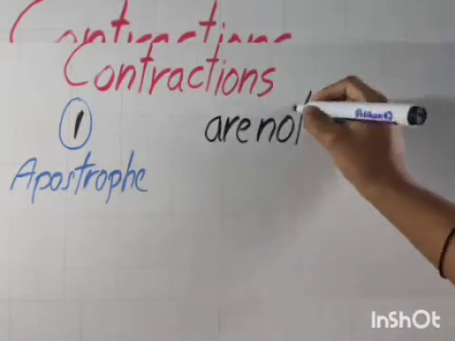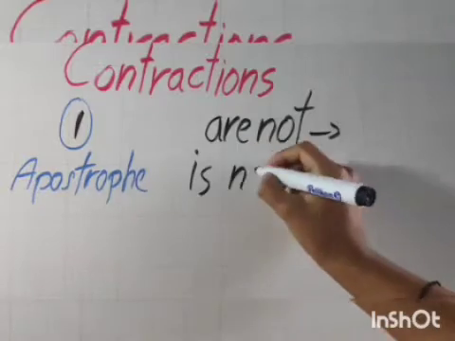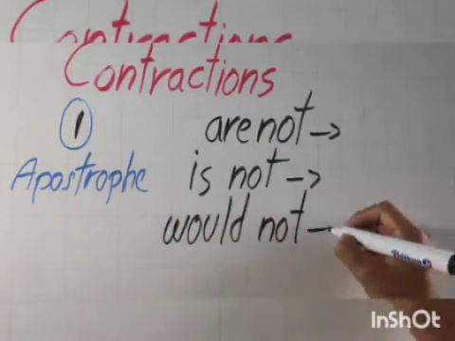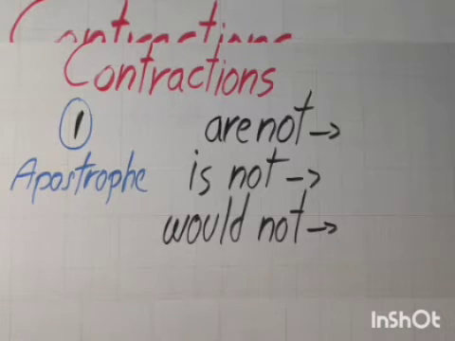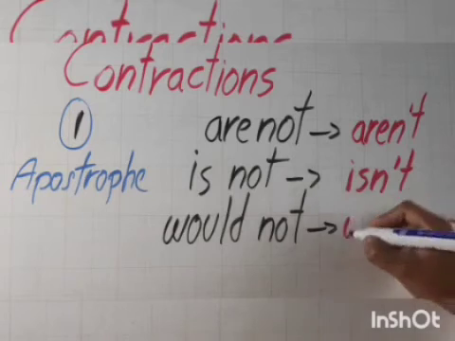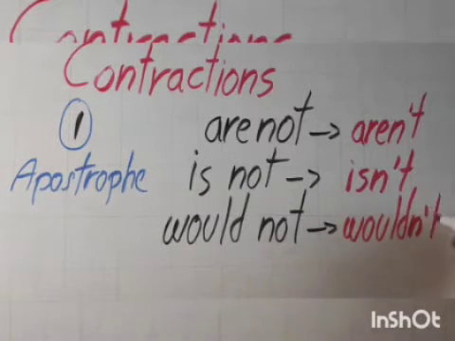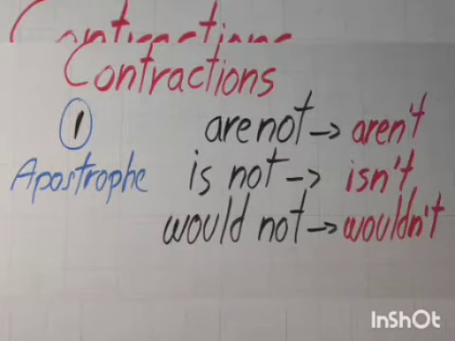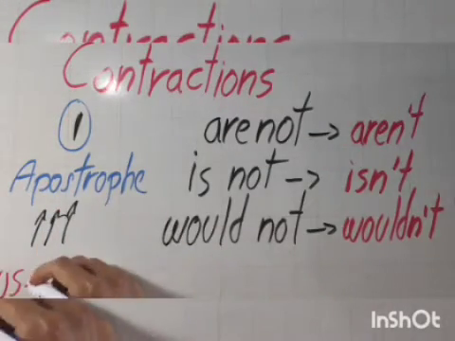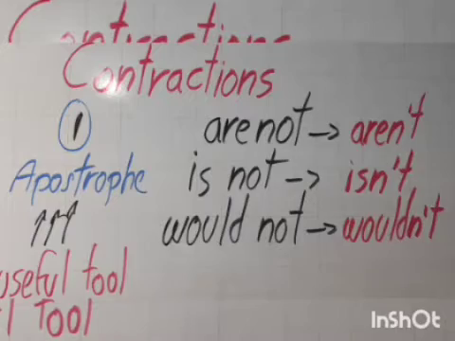We have some examples: are not, is not, and would not. The contractions will be aren't, isn't, and wouldn't. So in this case, our apostrophe is a really useful tool to make contractions.